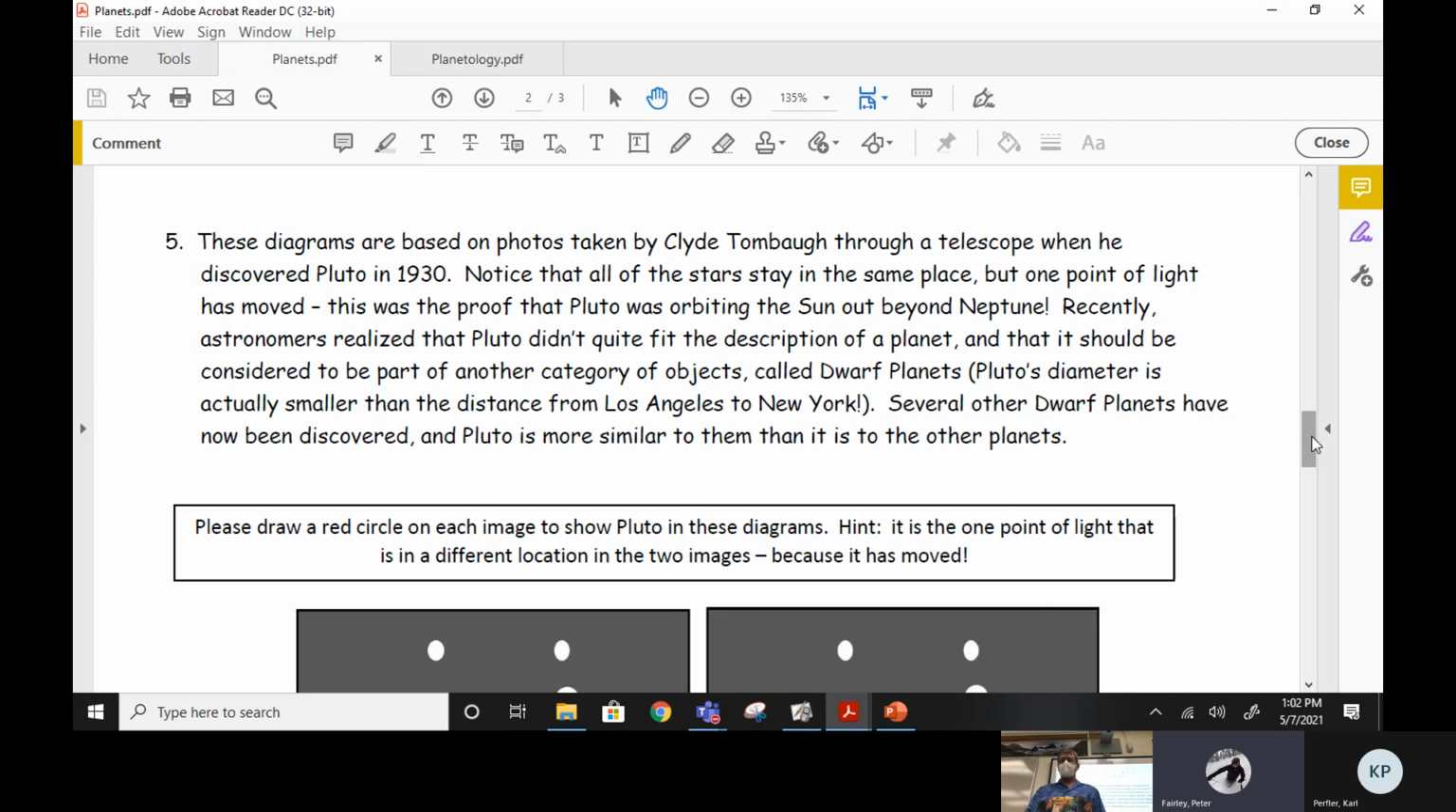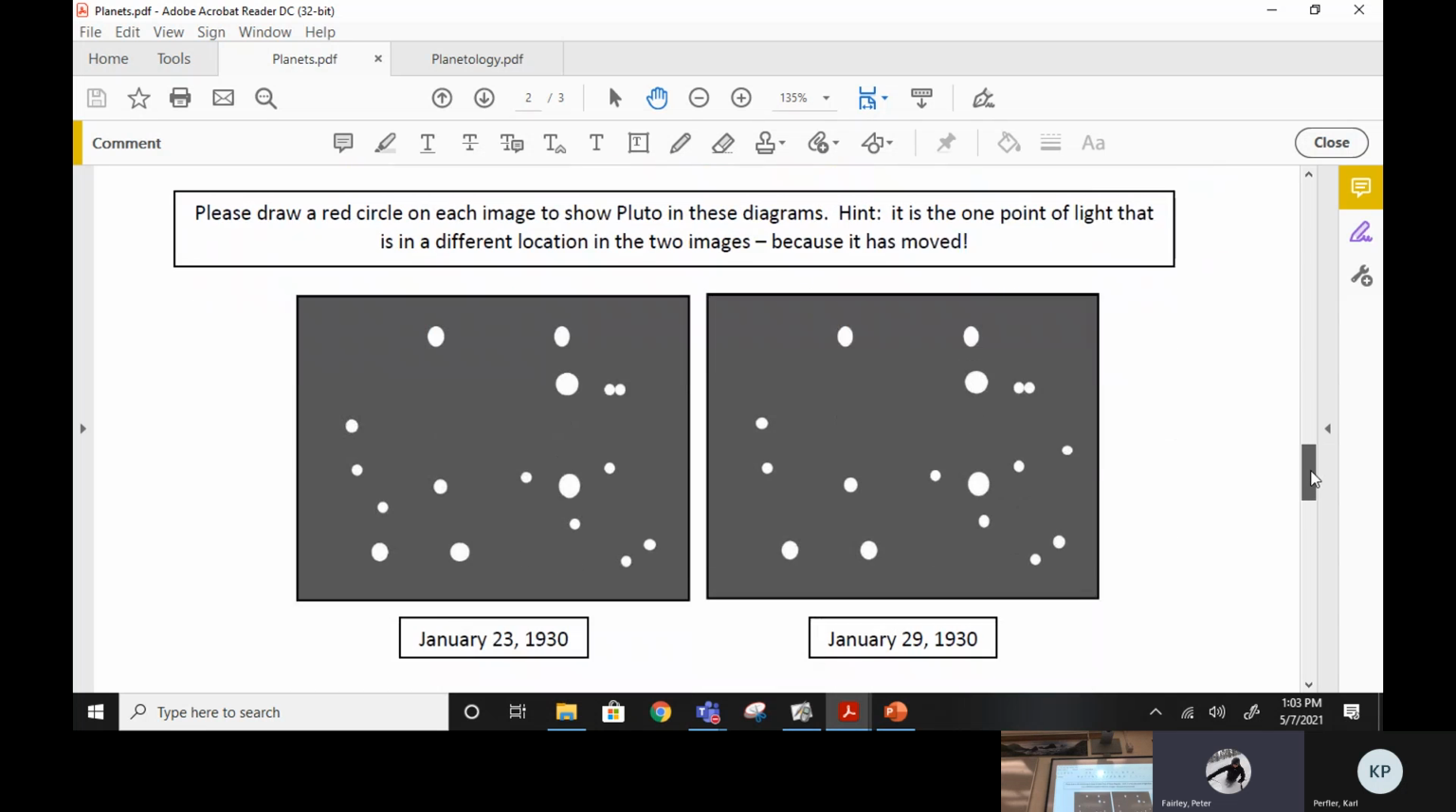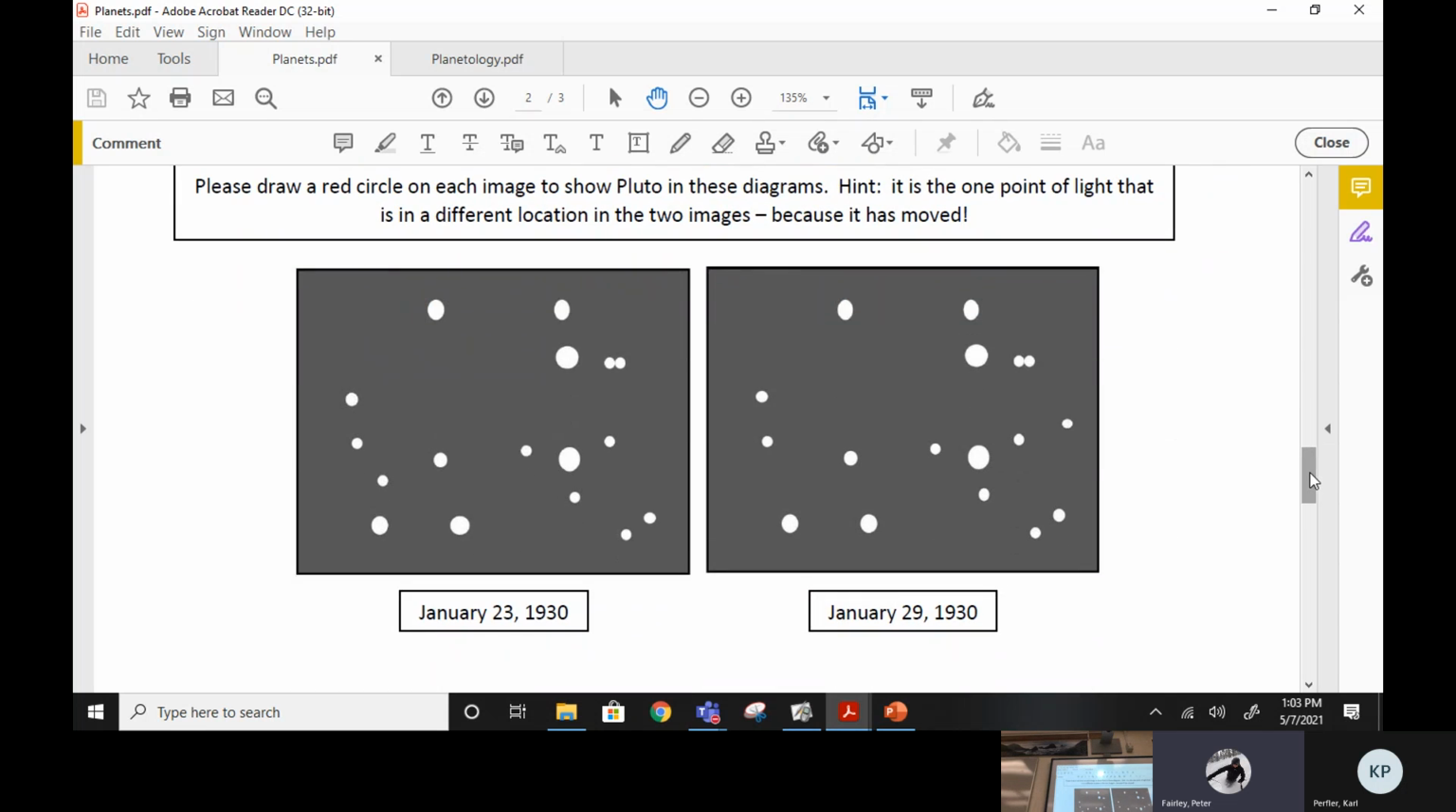Recently, astronomers realized that Pluto didn't quite fit the description of a planet, and that it should be considered to be part of another category of objects called dwarf planets. Pluto's diameter is actually smaller than the distance from LA to New York. Several other dwarf planets have now been discovered, and Pluto is more similar to them than it is to the other planets. So if you look at these two photos, taken one week apart, basically 6 days apart, your task is to find Pluto and circle it in both photos.